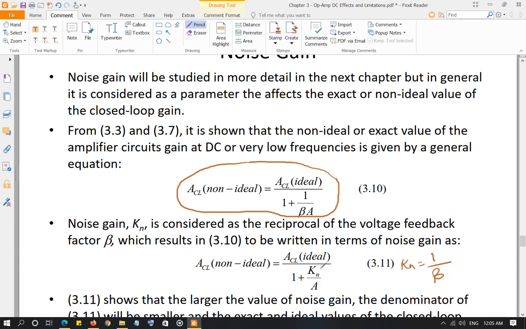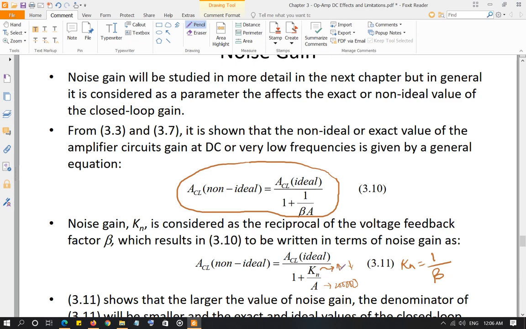So observe, if you have a lot of noise in the circuit and your noise gain is high, A is whatever the value is, 200,000 or whatever you are using in the circuit, the higher the value of Kn, this factor Kn over A is going to be larger. And the lower the value of Kn, if noise is not affecting your circuit, this value is going to be smaller.